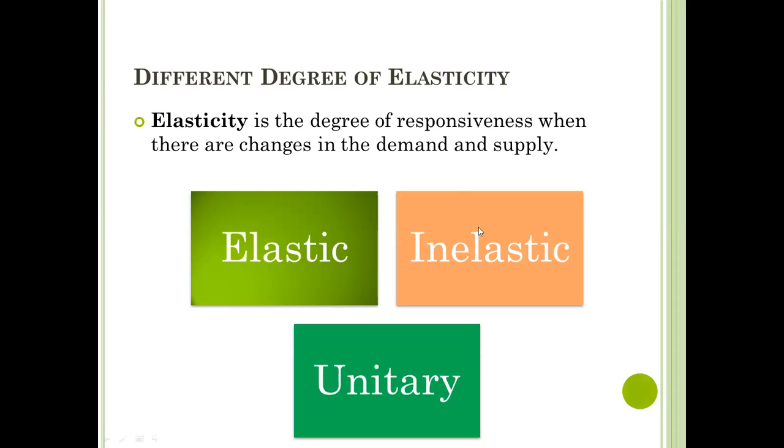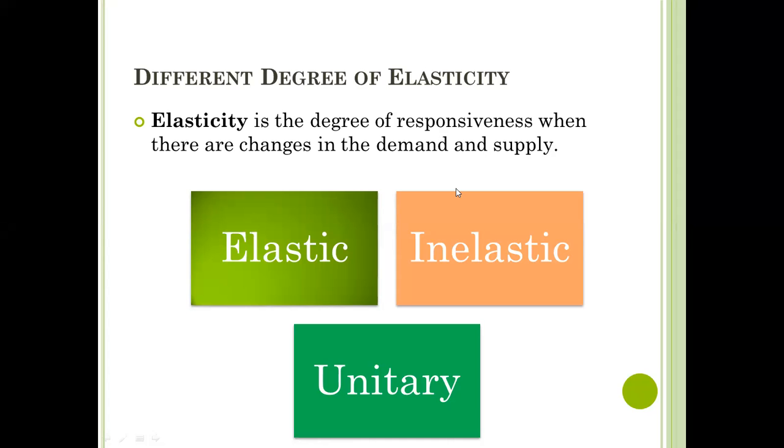So how about unitary? Demand or supply is unitary when there is an equal change in quantity demanded or supplied. Therefore, in mathematical equation, it is equal to 1 only. So once again, these are the different degrees of elasticity. We have elastic, inelastic, and unitary.